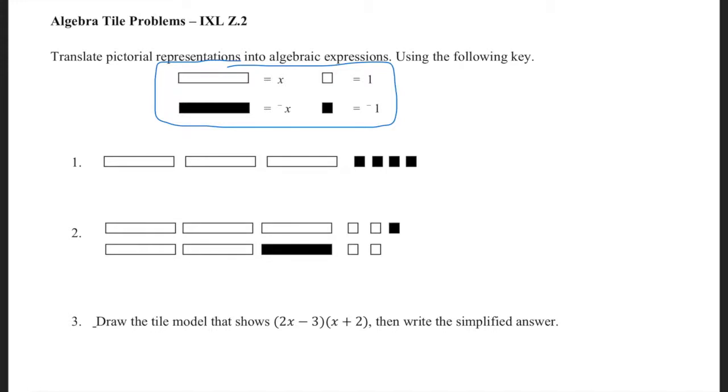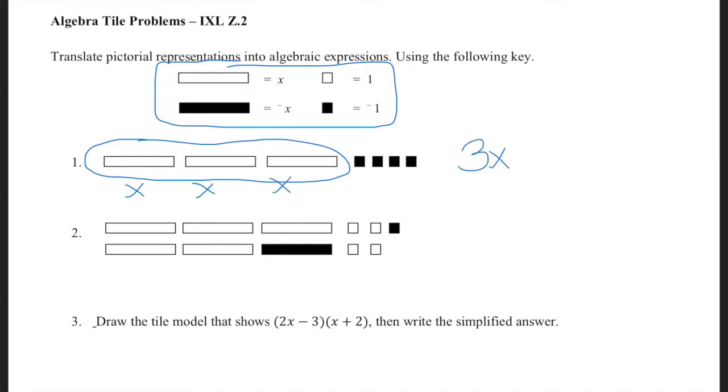So if we make algebraic expressions for number 1, you see that you have 3 white bars. So that's x, x, and x. That would be 3x. You have 4 black squares, negative 1, negative 1, negative 1, negative 1. That would be minus 4. 3x minus 4 is how you would represent that particular expression.